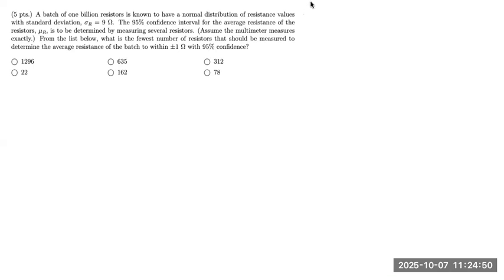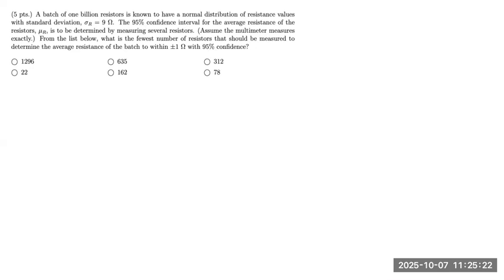A batch of 1 billion resistors is known to have a normal distribution of resistance values of standard deviation sigma r equal to 9 ohms. The 95% confidence interval for the average resistance of the resistors mu r is to be determined by measuring several resistors. Assume the multimeter measures exactly. From the list below, what is the fewest number of resistors that should be measured to determine the average resistance of the batch to within plus or minus 1 ohm with 95% confidence?